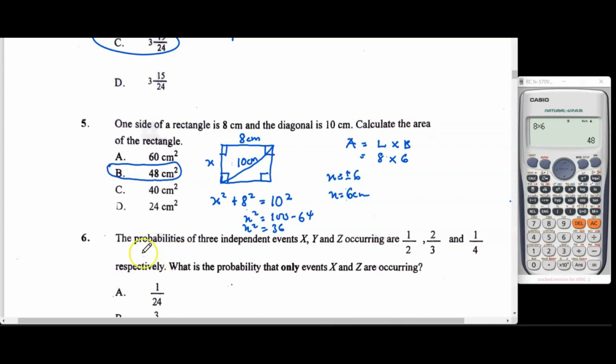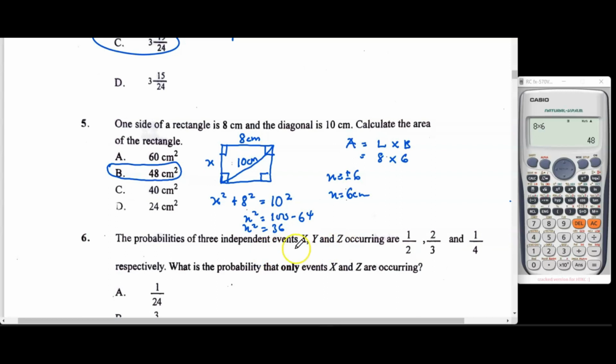Going further, the probability of 3 independent events x, y, and z occurring are 1 on 2, 2 on 3, and 1 on 4 respectively. What is the probability that only events x and z are occurring? In the first place, you should know that if they are independent events, then the activities of other events don't affect it in any way.